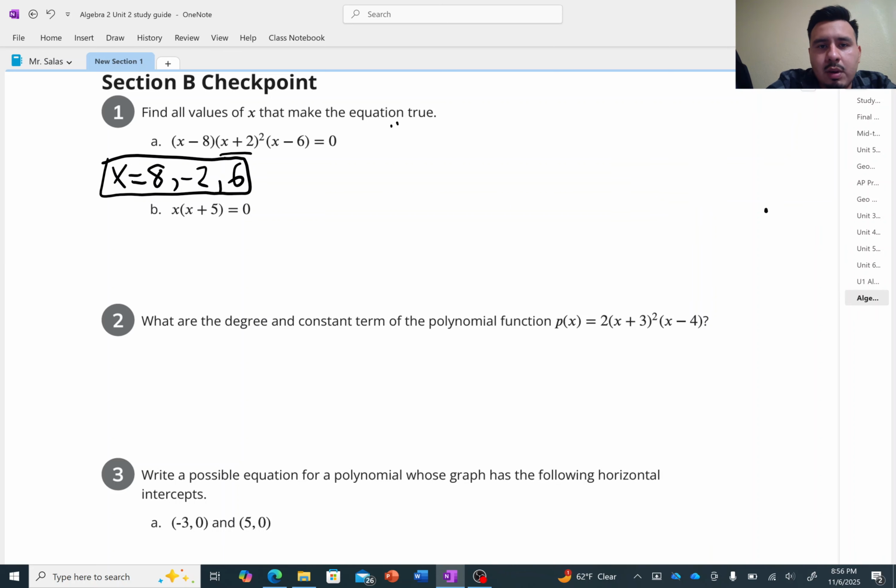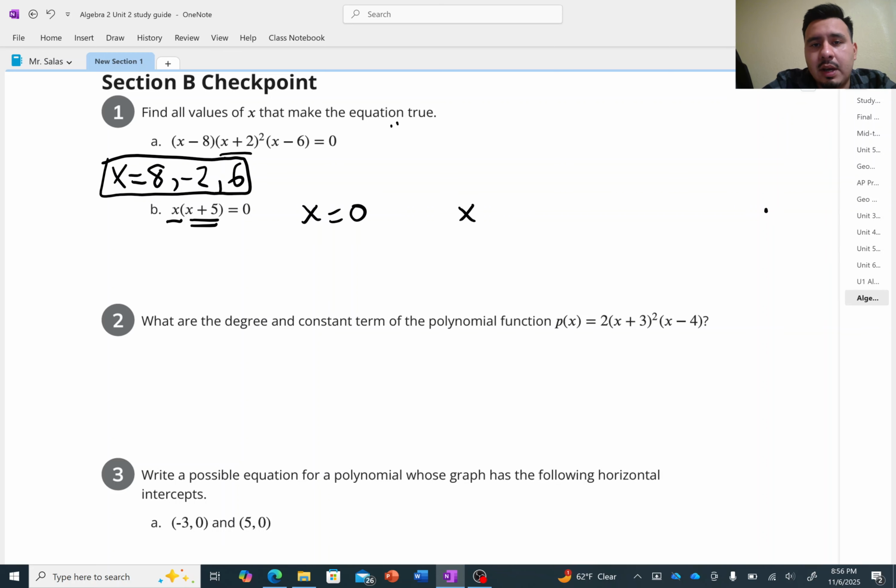For part B, you want to separate the variables, so you're going to separate this from this. You're going to say x is equal to 0. Do I need to change anything else? No, right? It's already equal to 0. So that's my first value.